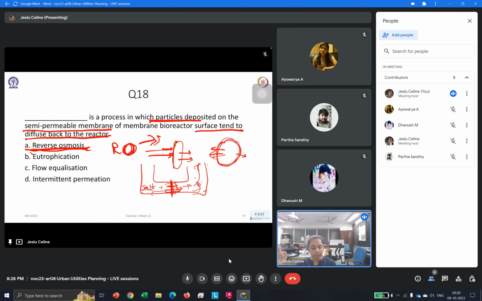In this particular case, it's not reverse osmosis, because the particles deposited on the semi-permeable membrane tend to come back, which means whatever is deposited over here should come back. That's not what's happening with reverse osmosis. So it's not reverse osmosis. Then you have eutrophication. What is eutrophication? We've learned this in the lecture.